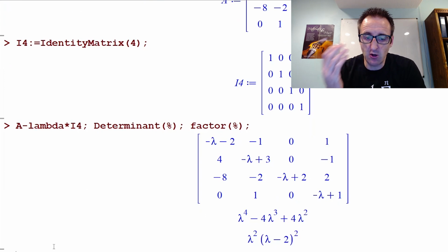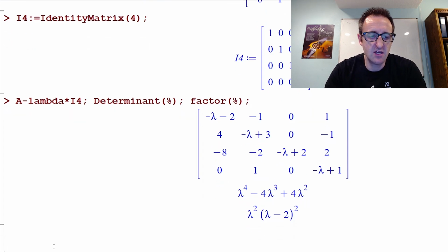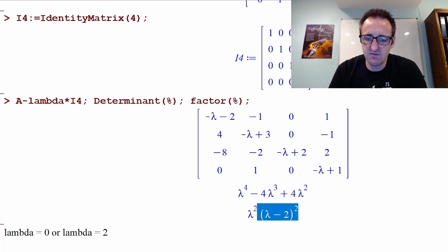The zeros of that polynomial you could find by just setting it equal to 0. Well, in that case, you set each factor equal to 0, and we end up with two possible eigenvalues. Specifically, lambda equals 0. Lambda equals 0 will make this factor equal to 0, so it's either that, or lambda is equal to 2, which is what would make this factor equal to 0.